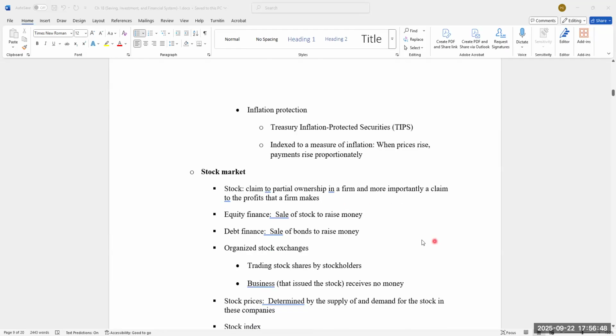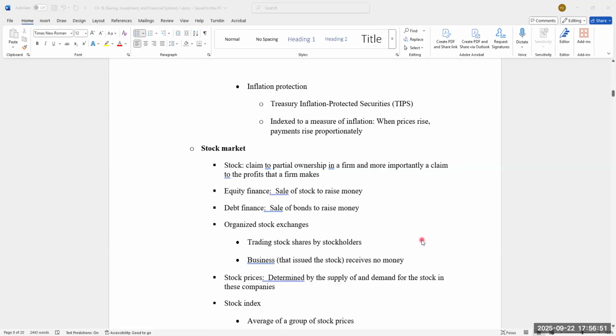All right, another type of market is called the stock market. This is the market that you guys have probably heard more of. Stock is not a bond. Stock is a claim of partial ownership in a firm, and more importantly, a claim on the profits that the firm makes. Stock is owning a piece of a company.